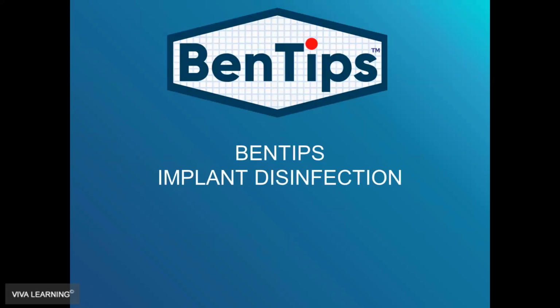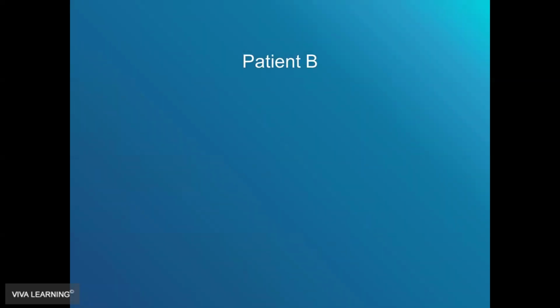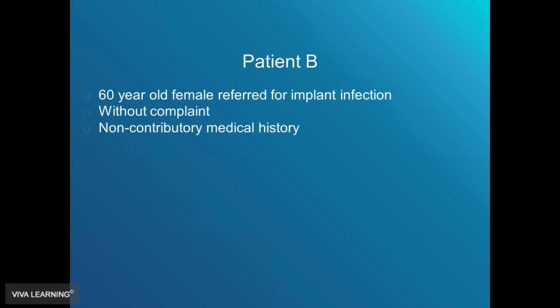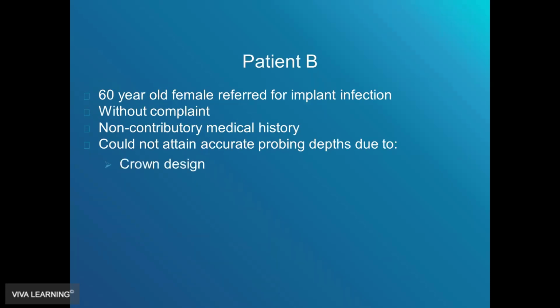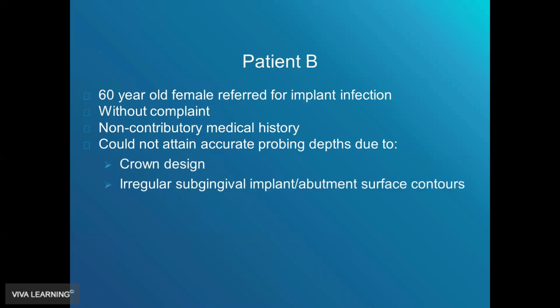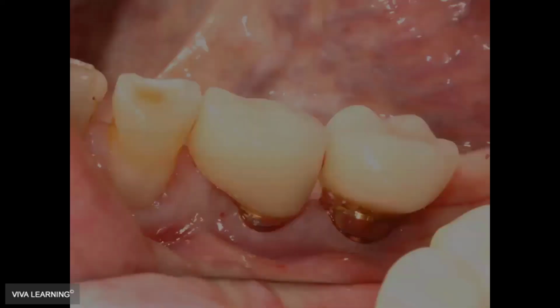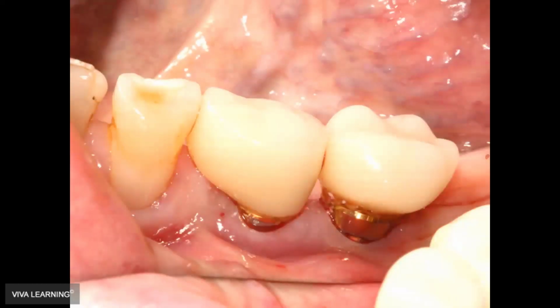So, bend tips for implant disinfection and pocket reduction. This is an example of implant disinfection. Patient B, 60-year-old female, referred for implant infection without complaint, non-contributory medical history. I could not attain accurate probing depths because of the crown design and the irregular subgingival contours. Although I did find several 5mm plus pockets with a bunch of pus coming out. So this is what it looks like, not happy, healthy gingiva.